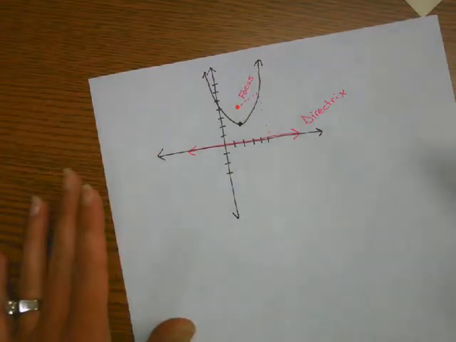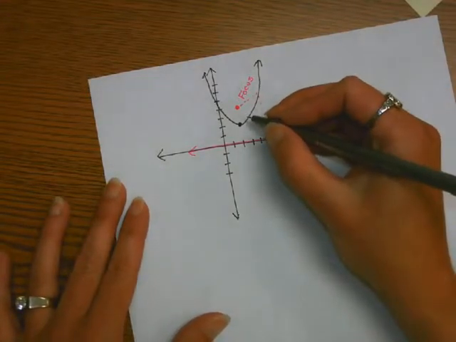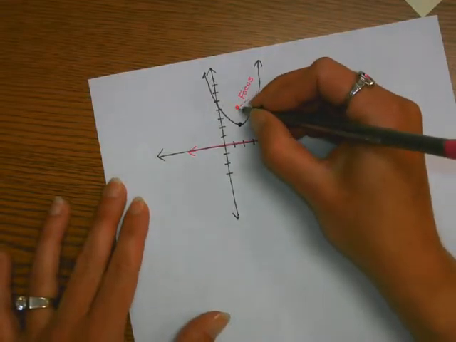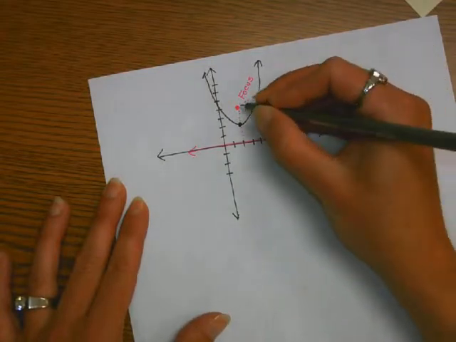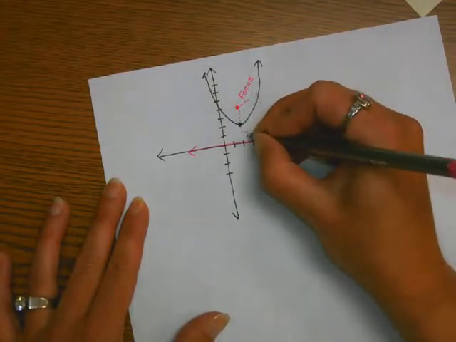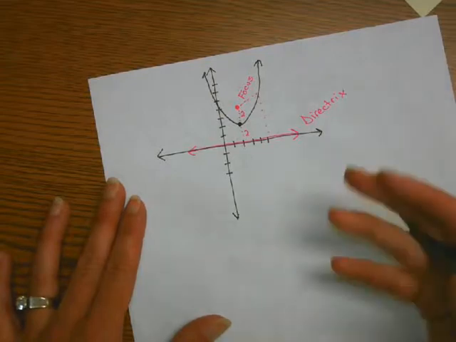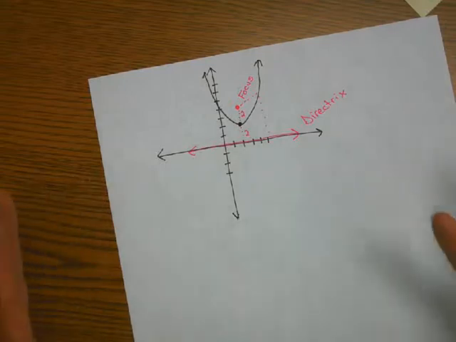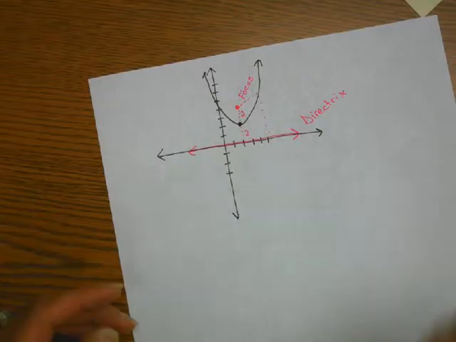Now, that all being said, I want you to notice that since I said that the focus and the directrix were the same distance from any point on the graph, they're the same distance from the vertex. In our case, they're 2 steps away. 2 steps here, 2 steps here. So, how would we find the equation of this graph if we knew this information?